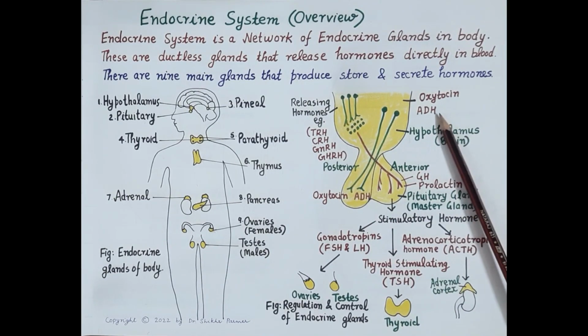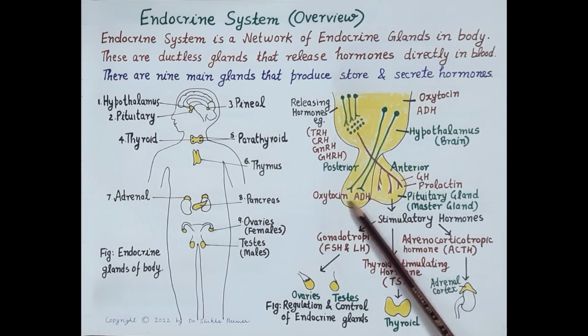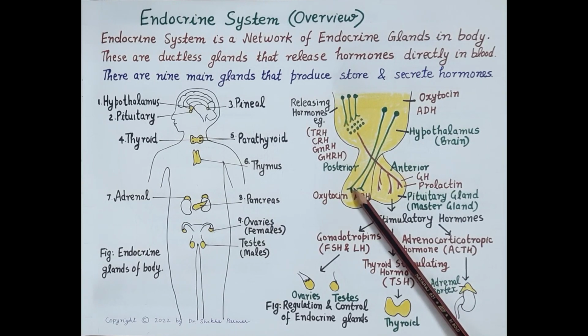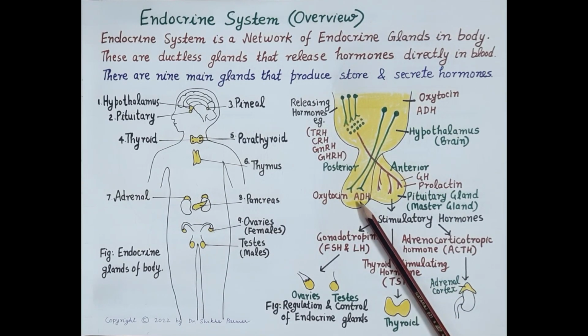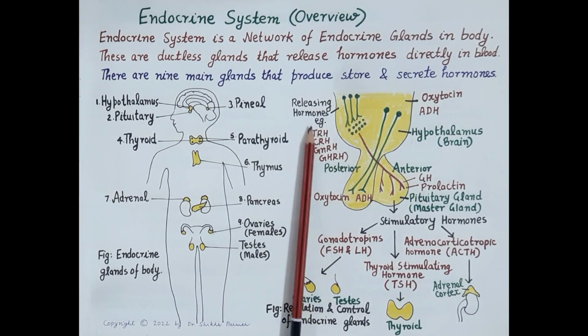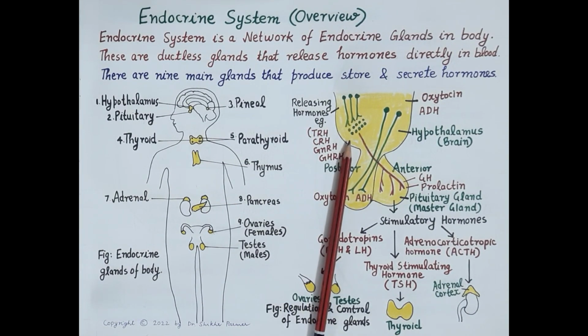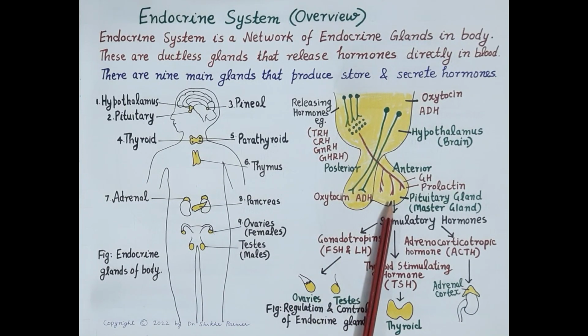Now, oxytocin and antidiuretic hormone that are produced by the hypothalamus are transported along the neuronal pathway, and these are stored in the posterior pituitary. As per the requirement of the body, the hypothalamus stimulates the posterior pituitary and these hormones are released in the blood. So, the hypothalamus regulates the functioning of the posterior pituitary. Now, the releasing hormones produced by the hypothalamus control and regulate the functioning of the anterior pituitary.